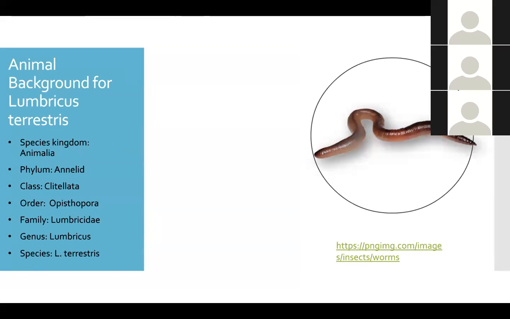Animal background for Lumbricus terrestris. The kingdom they fall in is Animalia. The phylum is Annelida. The class is Clitellata. The order is Haplotaxida. The family is Lumbricidae. The genus is Lumbricus, and the species is L. terrestris.